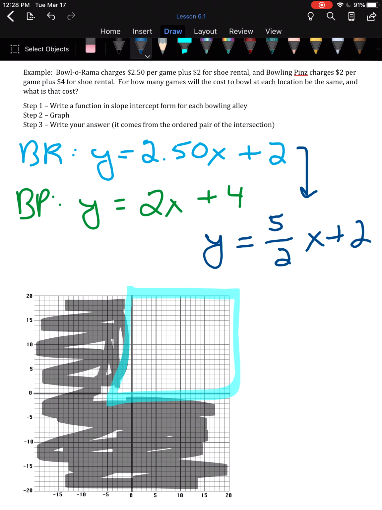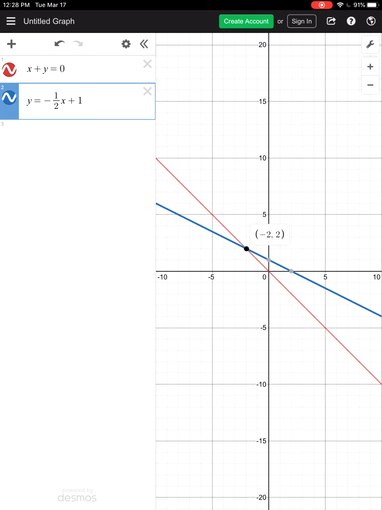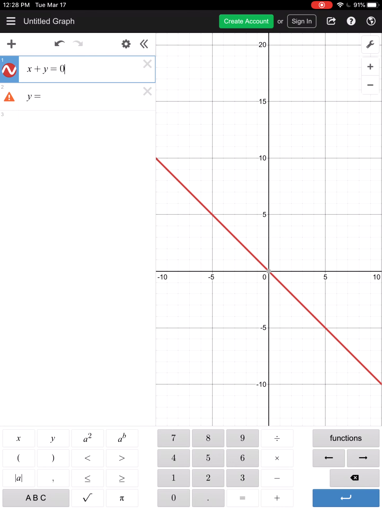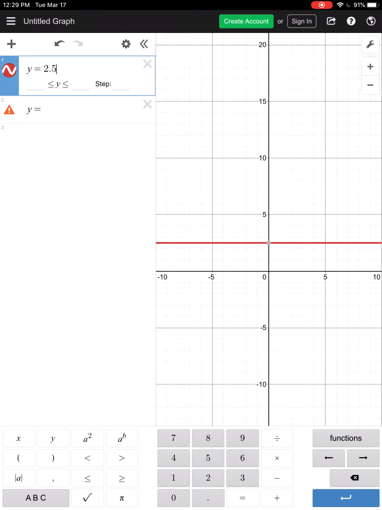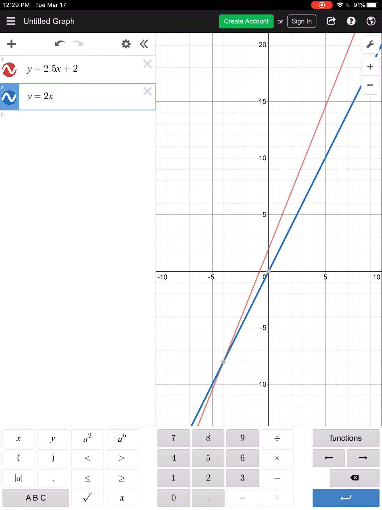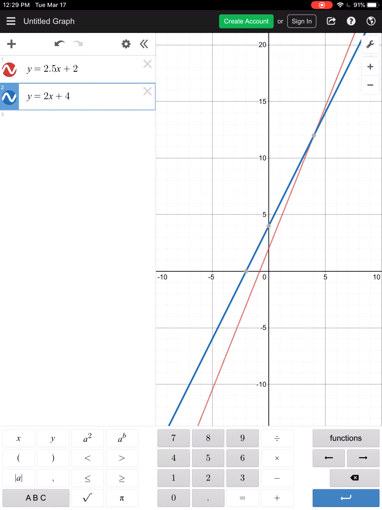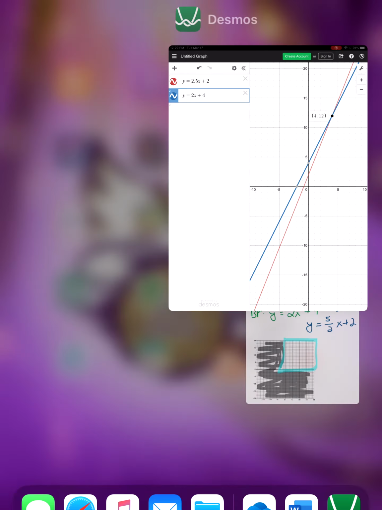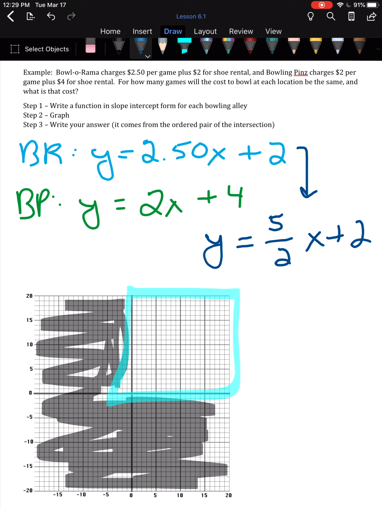I'm going to pop over to Desmos and do it. So we're going to get rid of all of that. And I'm going to get rid of all of that. So the first bowling alley was $2.50 a game plus a $2 shoe rental. So there he is. And my other bowling alley was $2 a game, but they charged you $4 for each shoe. So where do those meet? 4, 12. Pop back over here, make a quick note of that.